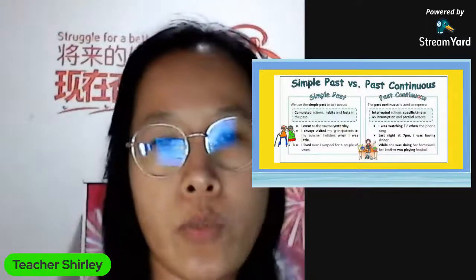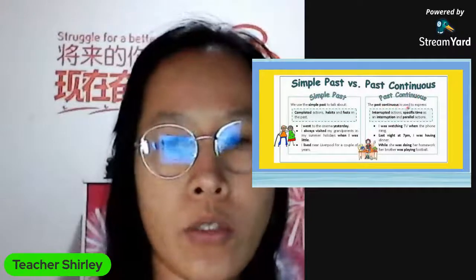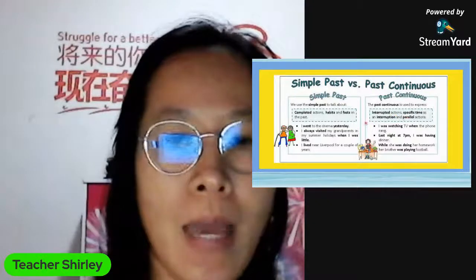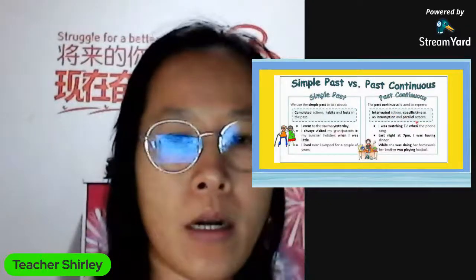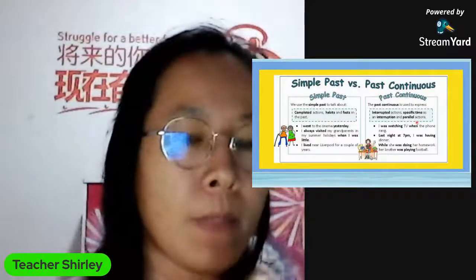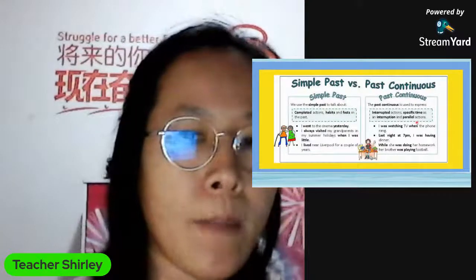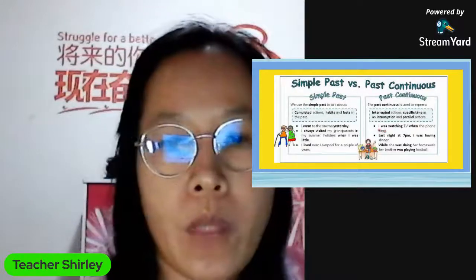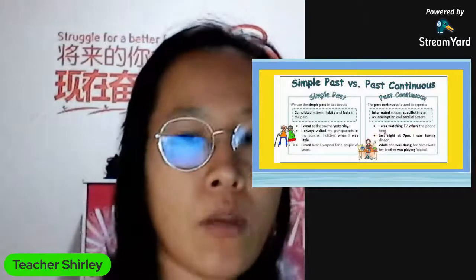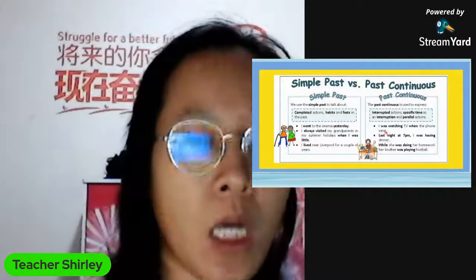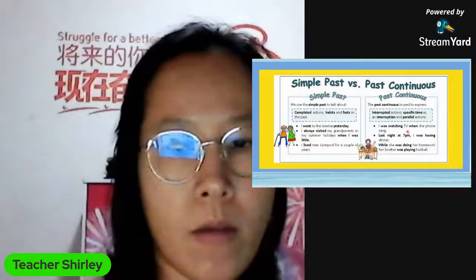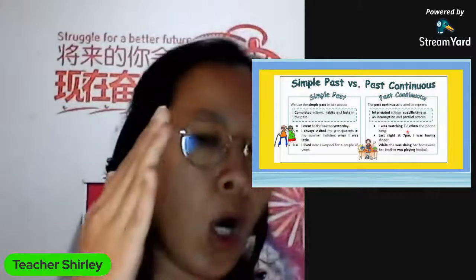The past continuous. The past continuous is used to express interrupted actions, specific time as an interruption, and parallel actions. Means something that is happening in between, perkara yang sedang berlaku, perkara lepas yang tengah berlaku. I was watching TV when the phone rang. Okay, so maybe I was watching TV from 9 o'clock until 10. Suddenly, bling, bling, the phone rang. Okay, so I was doing something for a long time.